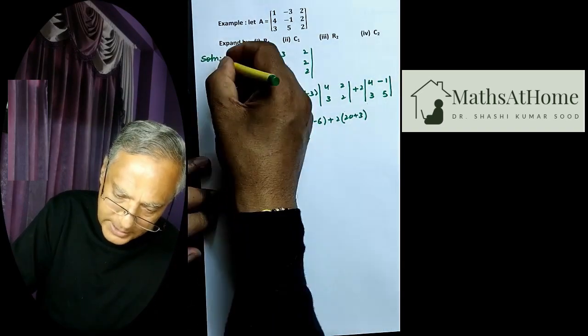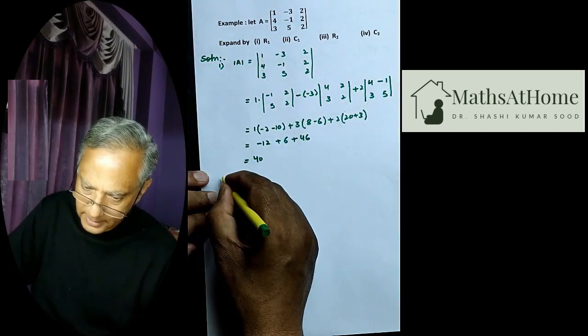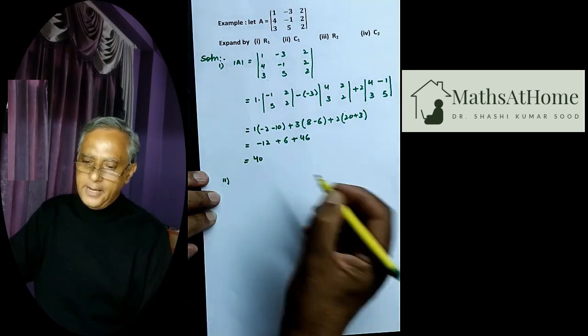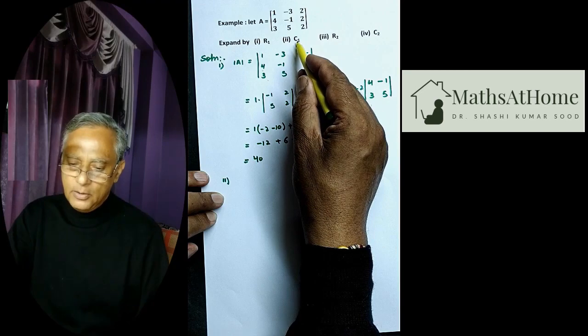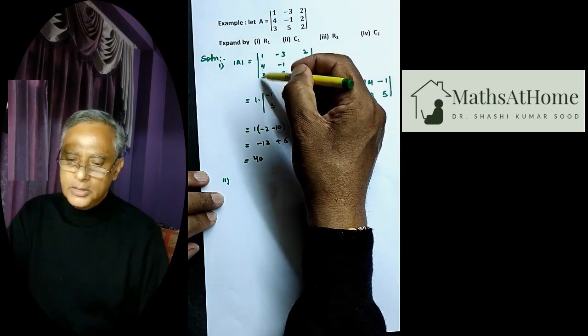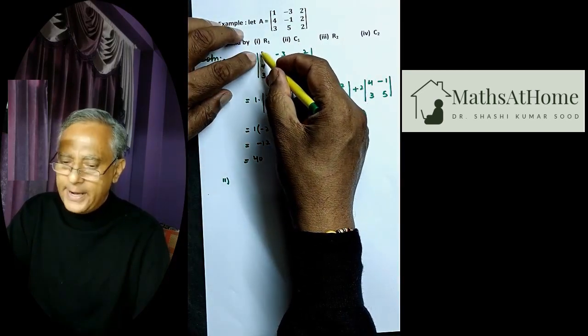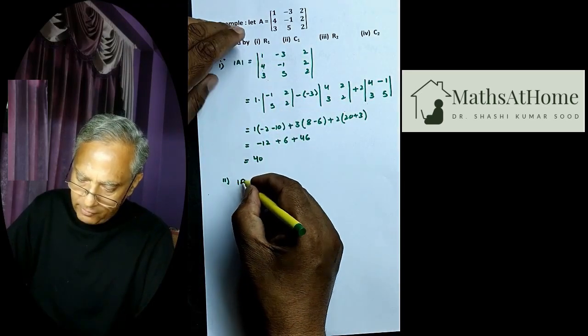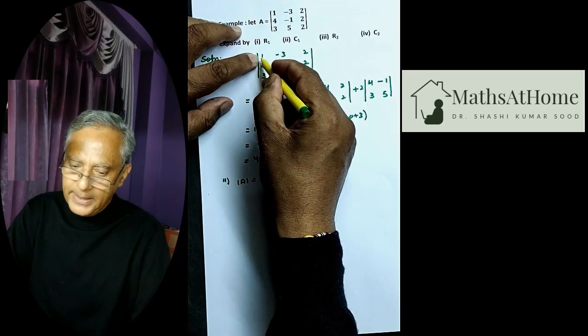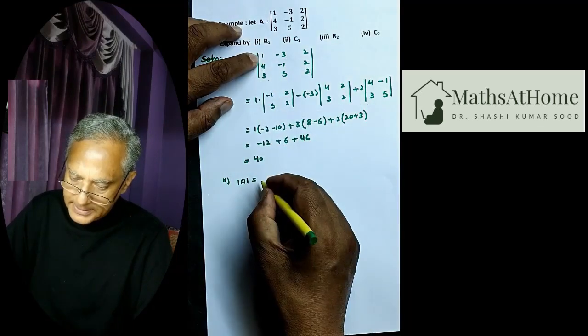This is the first part. Now I take up the second part. The second part is we have to expand this determinant from C1, that is the first column. You should be cautious while finding the sign of the first entry. The sign of the first entry will be, this is 1, 1 place, even place. So the sign will be plus.